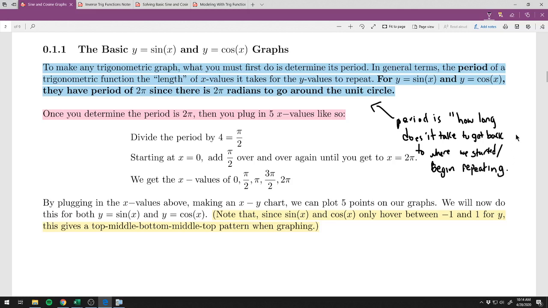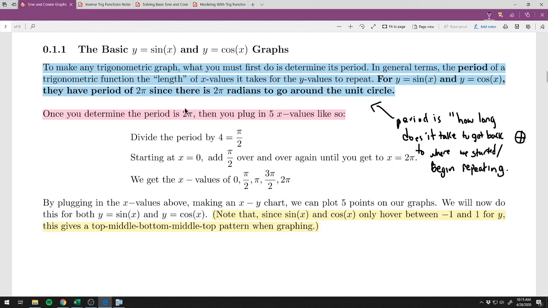So once again, on the unit circle, you start at 0. Start at 0 over here. We go all the way around. That's 2 pi. We start doing the same thing again. Every 2 pi, we start the same process over. So that's the period. So the period is 2 pi for either sine of x or cosine of x because the x and y values are the same on the unit circle, meaning x, as we go around, it's repeating the same thing. Y, same idea.